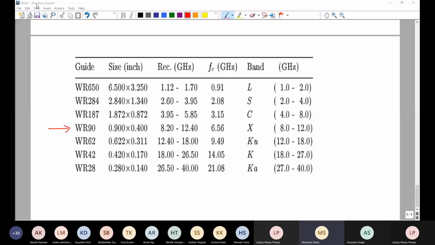I think you all have studied this in your microwave course: if fc is your cutoff frequency, then just after the cutoff frequency you do not use the waveguide. At least 10% further frequency than your cutoff frequency, you use your waveguide. So here also the cutoff frequency is 6.56 gigahertz, however the operating frequency range starts at 8.24 gigahertz.